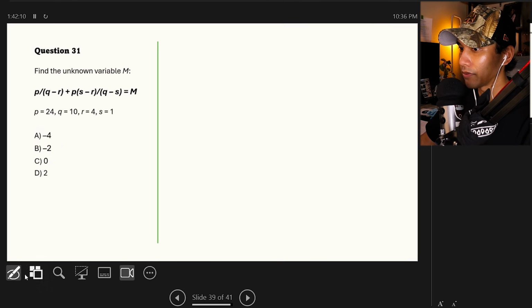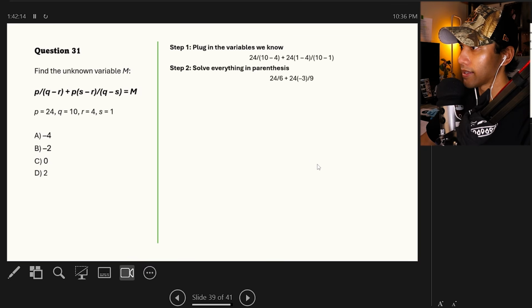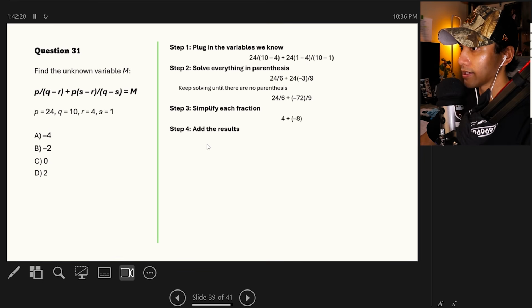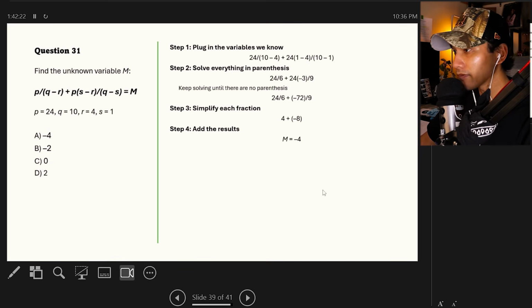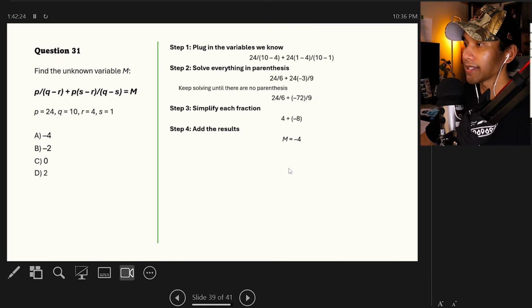All right, let's see if we got that right. So just plug in all the variables, like I said, solve everything in parentheses, and then simplify the fraction: 4 plus -8, add the results, M equals -4. I got that correct. Let's go.